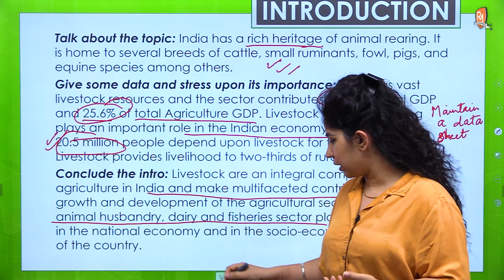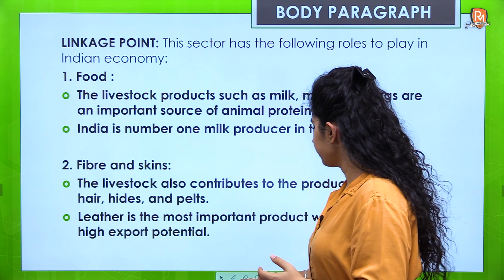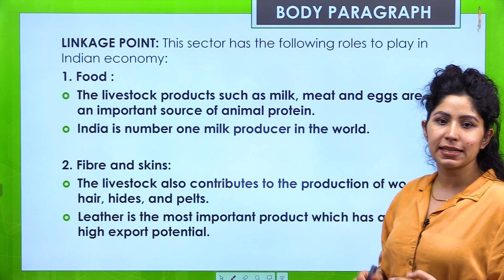And moving from here, you can put a linkage point and say that this sector has the following roles to play in the Indian economy. Then you can talk about how it contributes to the Indian economy. Then you can write it in point format, point number 1 to 7 or more. So the first part is food.